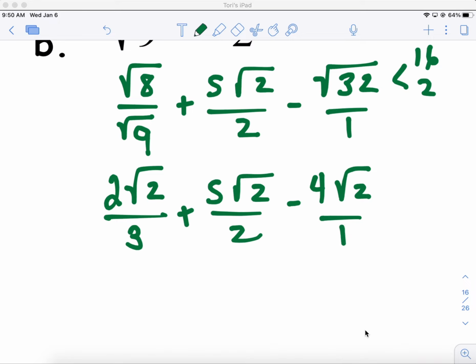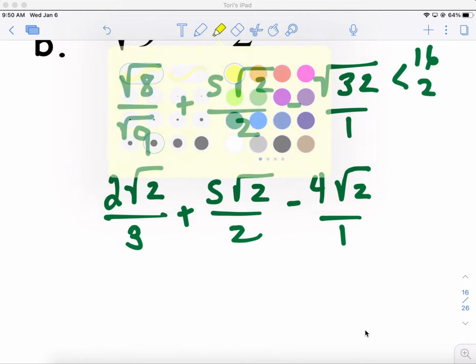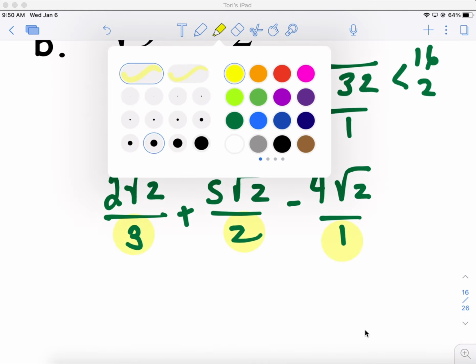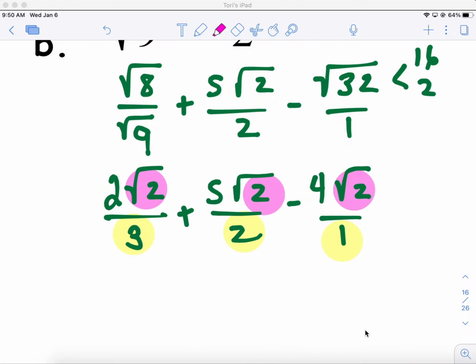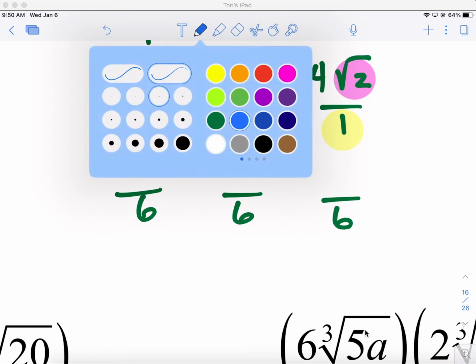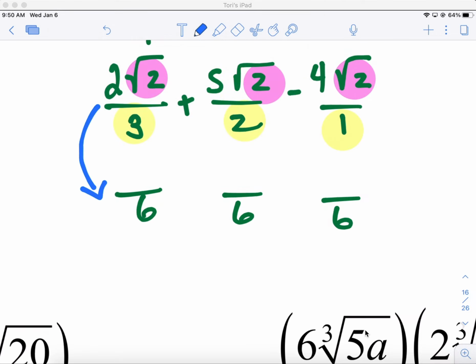Now, the tricky part with this problem is that unless all of these fractions have the same denominator, I can't combine them, even though they do all have the same like term for square root 2. So we're going to multiply. Lowest common denominator they can all have in common is a 6. Okay, so let me change colors real quick. All right, to change this to a 6, I have to multiply everything by 2.